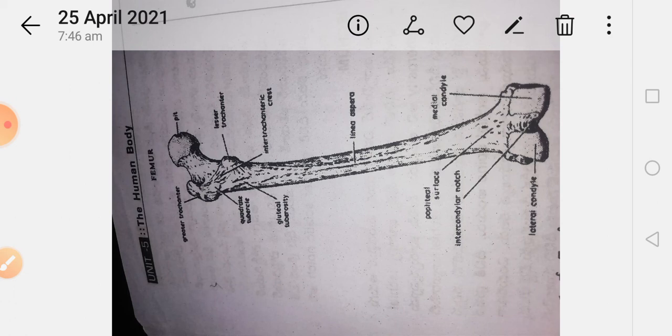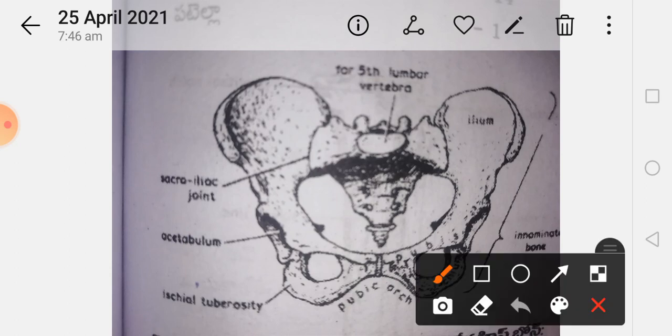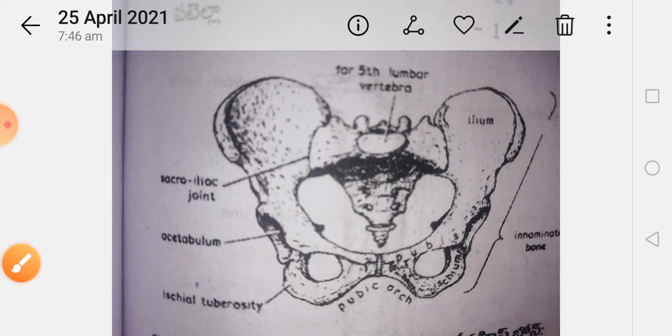Femur bone: the femur is the longest and strongest bone in our body. This is the pelvic bone, the hip bone. This is the sacroiliac joint. Other parts are the acetabulum, ischial tuberosity, ilium, ischium, and pubis. Once again, this is very, very important for students. This is the ilium, and this is the ischium.